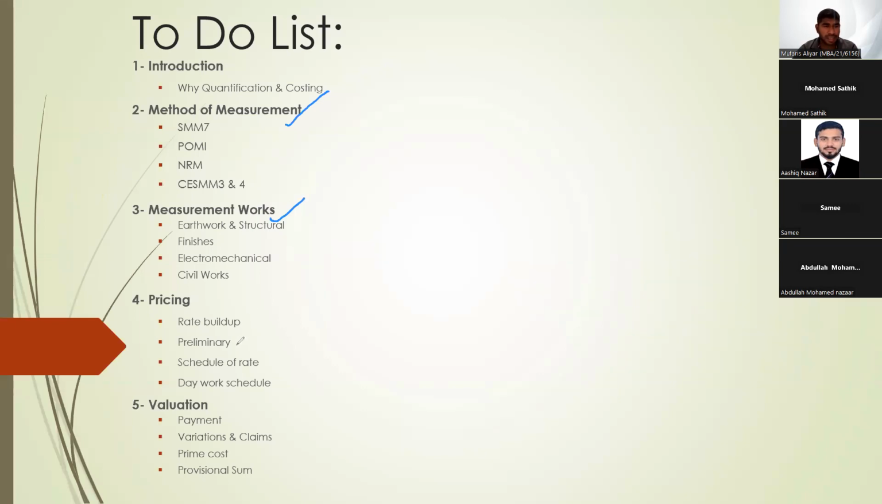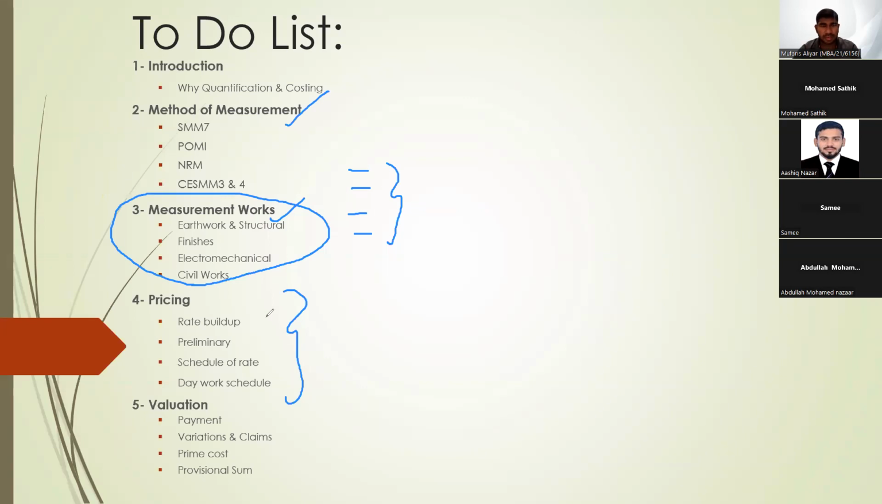But what we did, how we saw about preliminaries, preambles, and so many things in between we studied, which was not in the list here. But anyway, I'm just quickly running through today about this measurement work. I need to guide you all about the POMI and NRM, how they deal with the measurement. Then after that, we will go back to pricing, how we price.